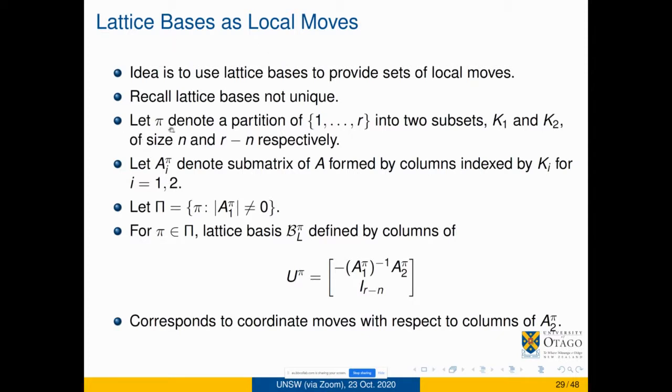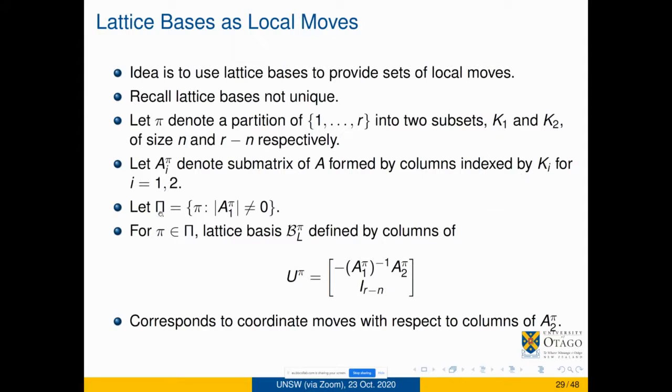So let's introduce a little bit more notation. Let's denote by pi a partition of the numbers 1 to r. Remember, r is the dimensionality of x. And let's partition that into two sets, K1 and K2. K1 is of size n, and K2 is of size r minus n. K1 is going to be the set of columns of A that are going to go into A1, and K2, the set of columns that are going to go into A2. I'm going to denote, therefore, by A pi, the submatrix of A formed by the columns indexed by Ki.